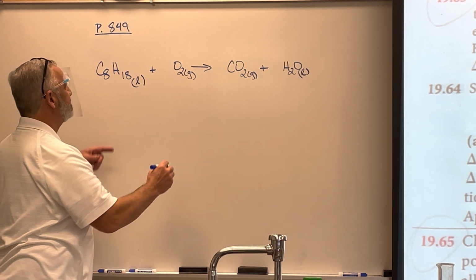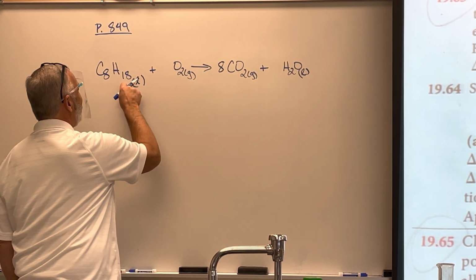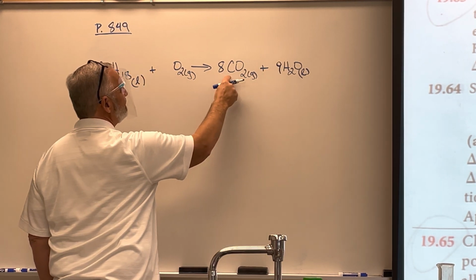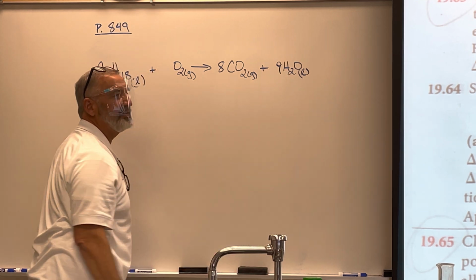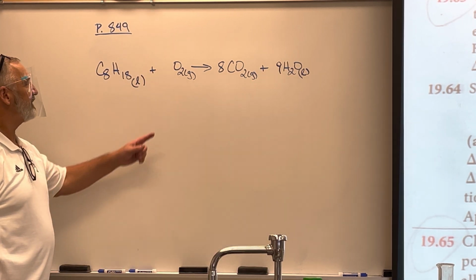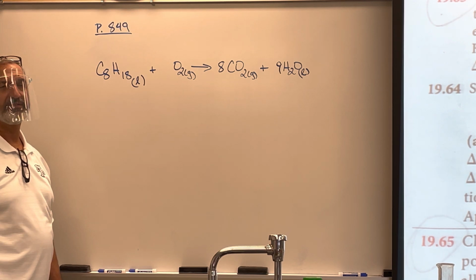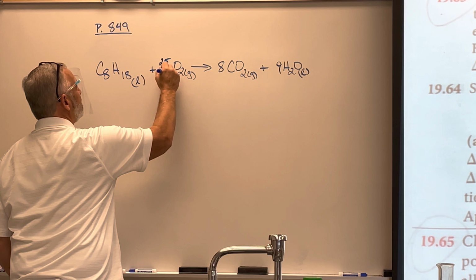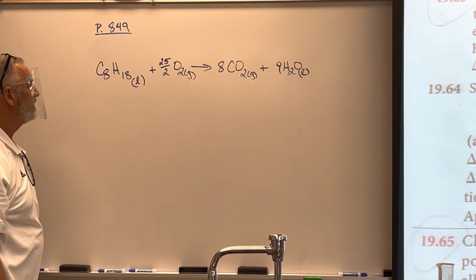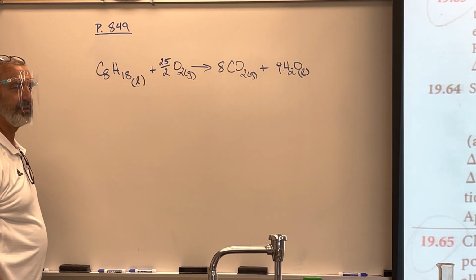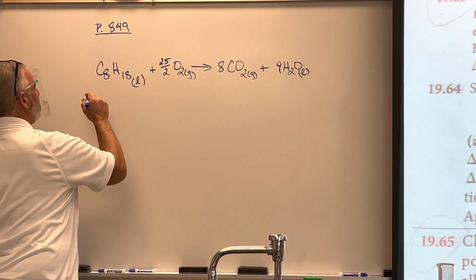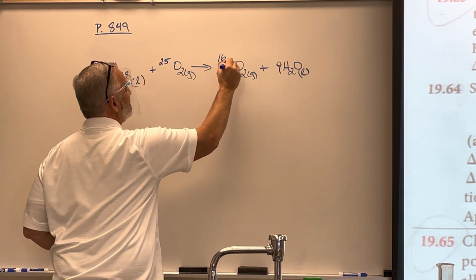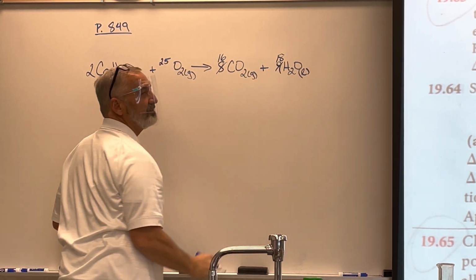So we have 8 carbons, 18 hydrogens, so I'm going to put 9, to make 18. Now that's going to give me 16 and 9 is 25. What times 2 is equal to 25? 12.5, or 25 halves. Now if you don't want to keep a fraction, you can just double everything. Okay? Just double everything, and we end up getting 2, 25, 16, and 18.